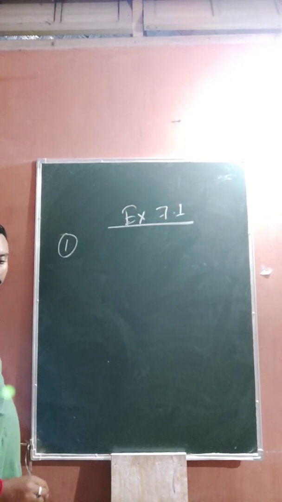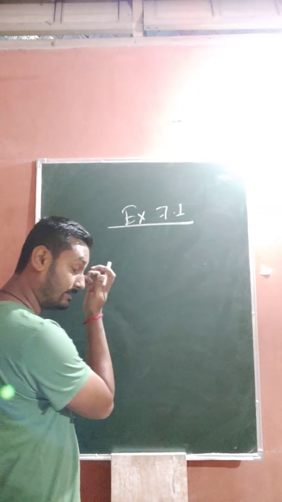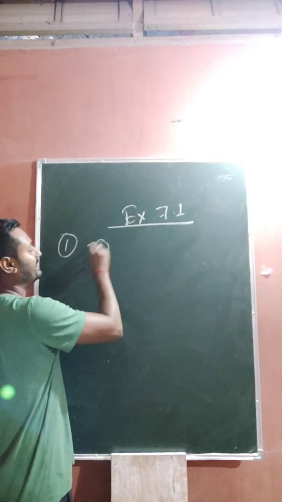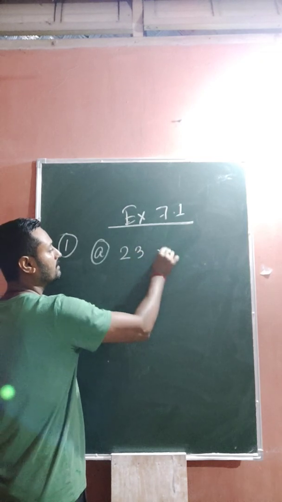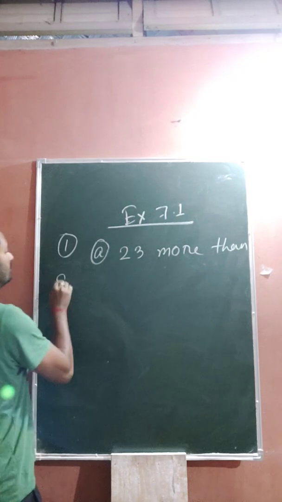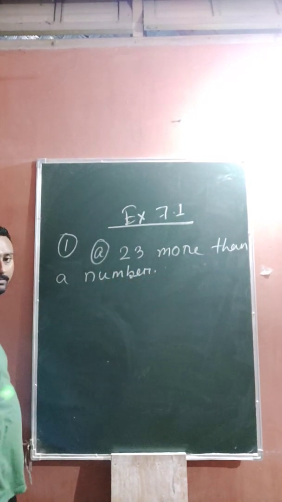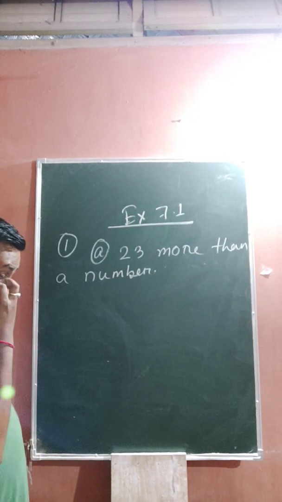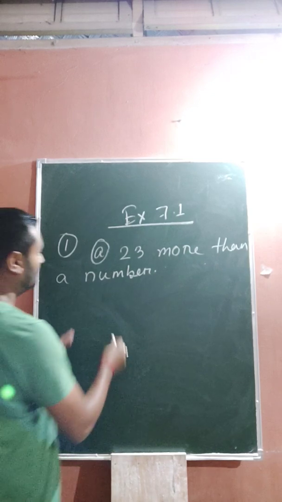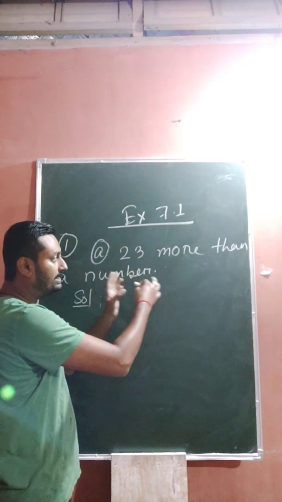Suppose in this case, we have to write the algebraic expression of the given statement. The first one is 23 more than a number. The statement given is 23 more than a number. You have to write the algebraic expression. In this type of question, the mark will be 1. So solution. In this case, 23 more than a number.